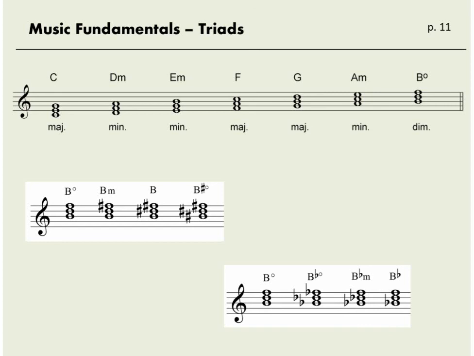I advise students to memorize a couple of the B chords besides just the B diminished. So if you know B major, B, D sharp, F sharp, and you know B flat major, B flat, D, F, you can go pretty quickly to any of the other spellings.